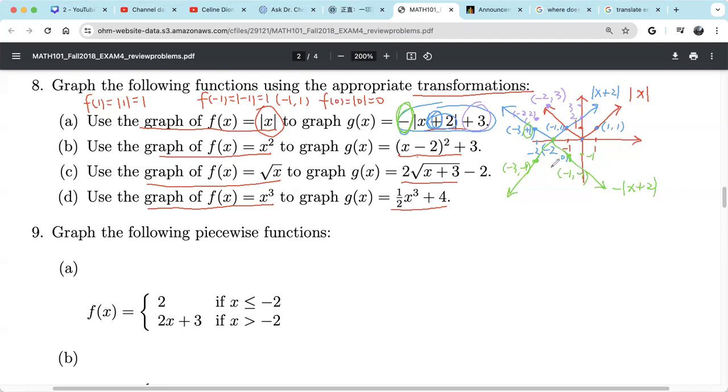This is 2. What about this point? This point was -1, -1. -1 plus 3 is 2. So that's this point, -1, 2. All right, so we can graph.